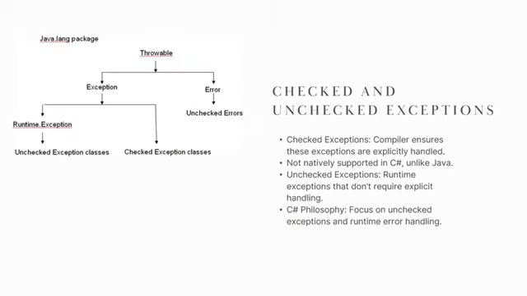And now let's talk about checked and unchecked exceptions. In languages like Java, checked exceptions require explicit handling by the programmer. But C# doesn't use this approach. Instead, C# focuses on unchecked exceptions, which are runtime errors.